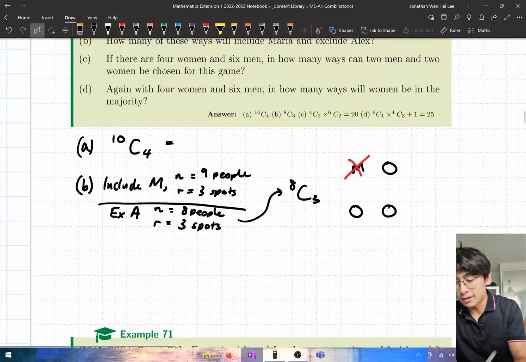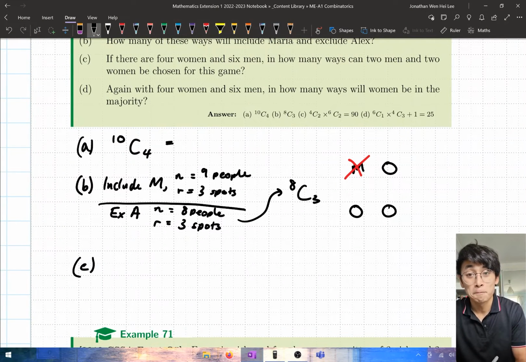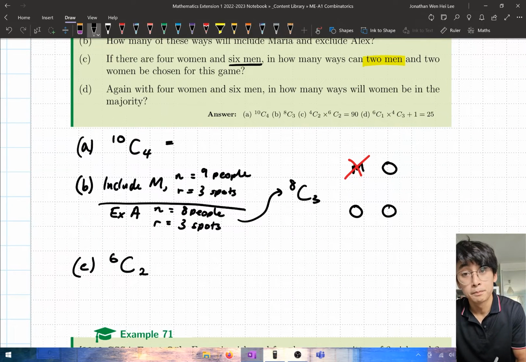Okay, let's have a look at part C. If there are 4 women and 6 men, how many ways can 2 men and 2 women be chosen for this game? Doesn't matter what order happens. So let's just deal with each one of these separately. We want to select 2 men for the game. How many ways can we do this? Well, how many men are there? There are 6 men. So I'm going to have 6 men and I'm choosing 2 of them.